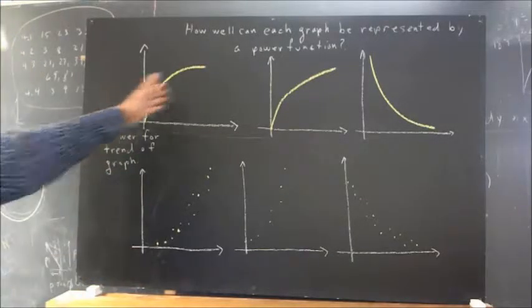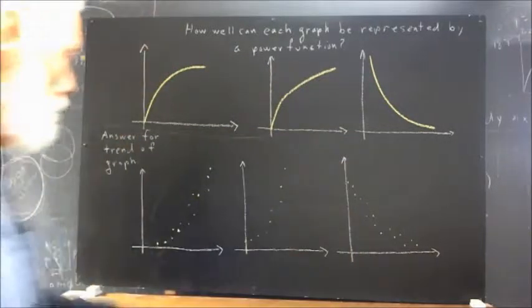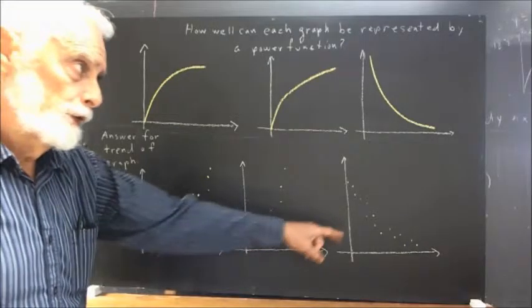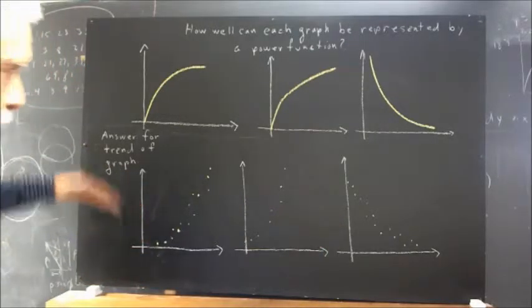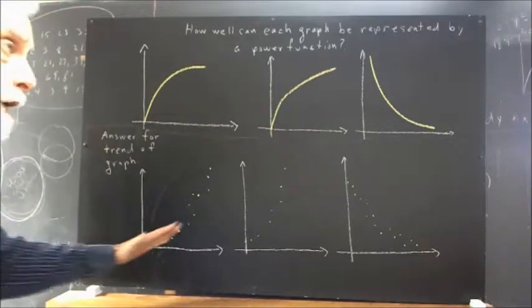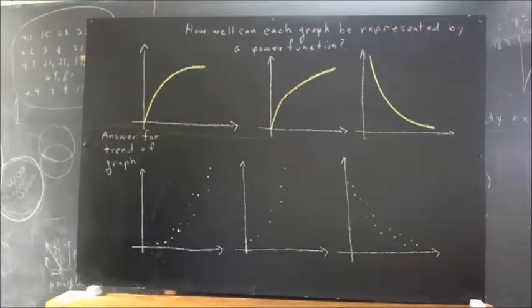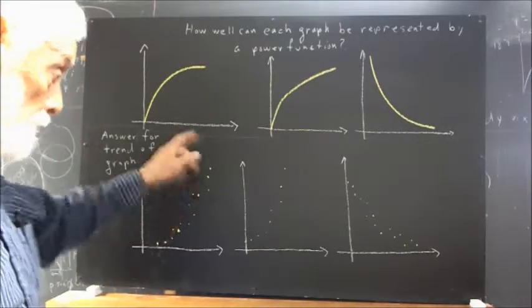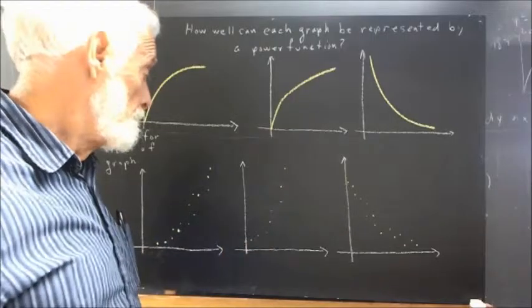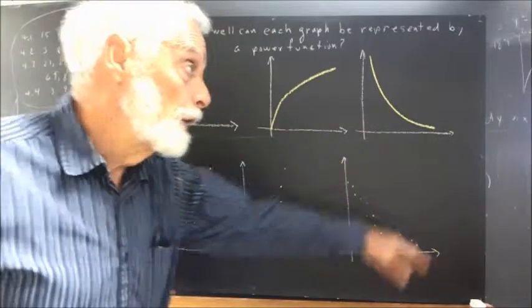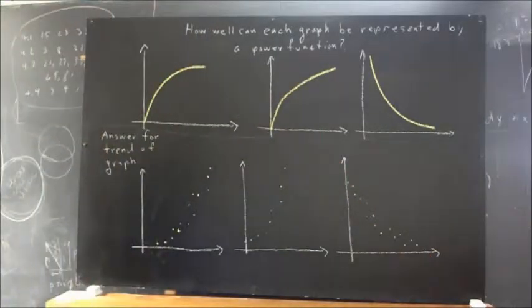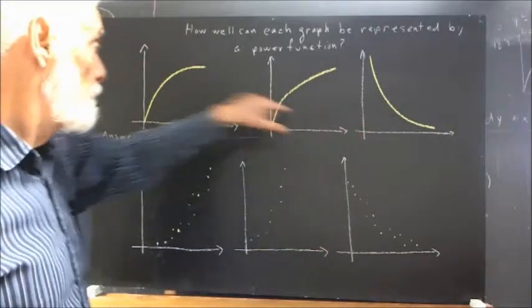We have here a series of 3 graphs and 3 scatter graphs. For each scatter graph, there's a trend. We can see the trend of this graph is going to pretty much follow the trend of these points, the trend of this graph similarly, the trend of this graph similarly. And these graphs aren't related to these graphs.